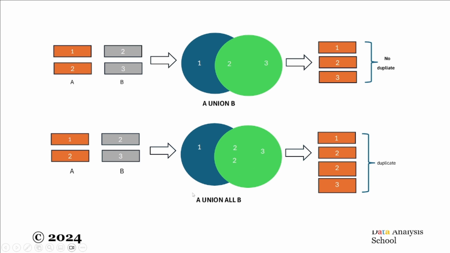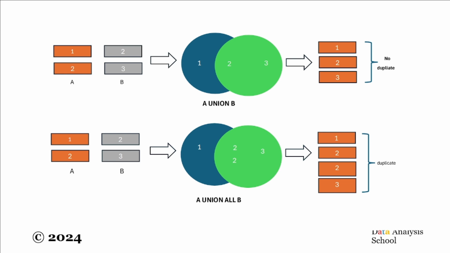When we come to the other data, which is A union all B, you can see that we have duplicate values here, right? And when we use the union all, we have duplicate value because the number 2 was returned twice. So we can see it in this way.